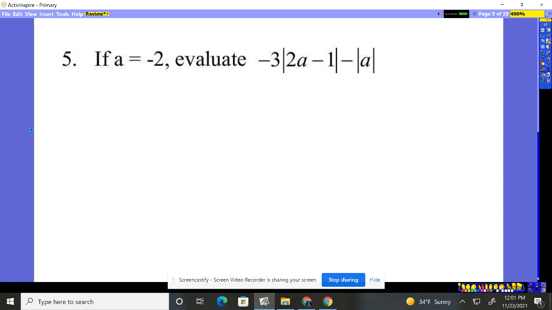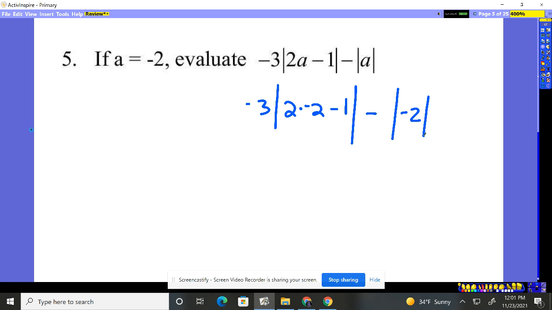Number 5, if A is -2, evaluate -3 times the absolute value. Okay, remember those are absolute values. So let's plug in. So -3 times the absolute value of 2 times what is A? -2. Take away 1. And then minus the absolute value of -2.